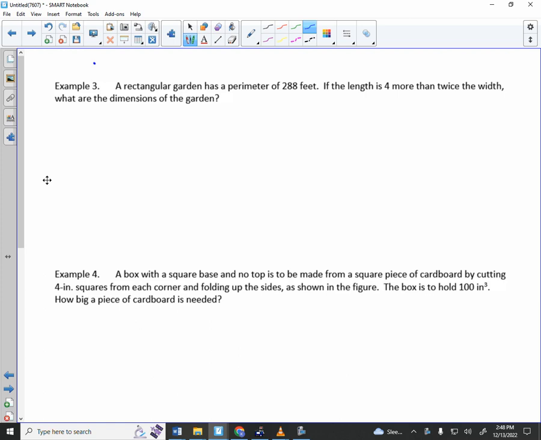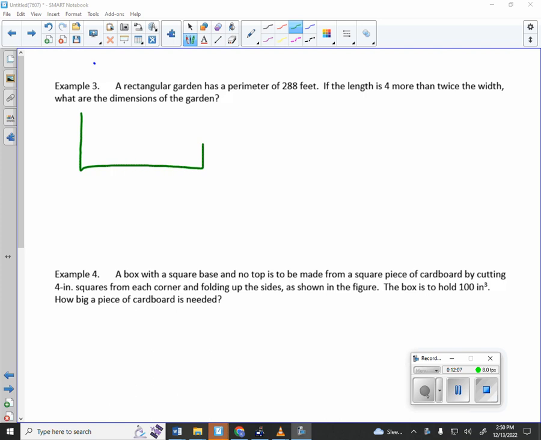Okay? A rectangular garden has perimeter of 288. Length is 4 more than twice the width. What are the dimensions? See if you can draw the picture and put in some labels. Go. Okay, I hope I see a rectangle drawn. If we don't, there's probably a problem there. And I do have width, and I do have length.